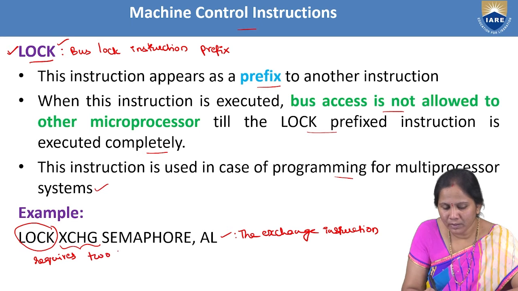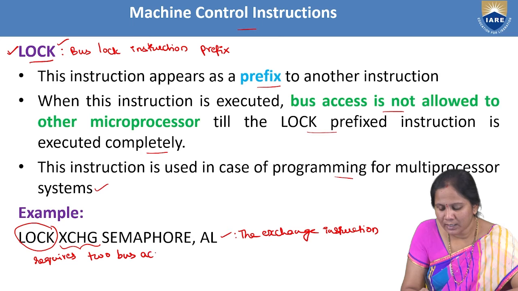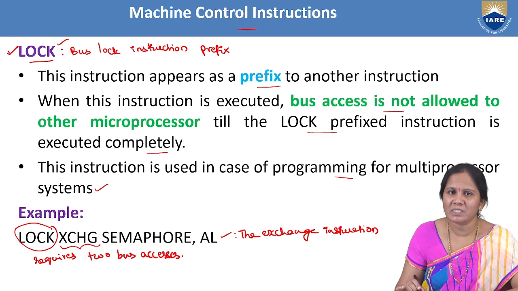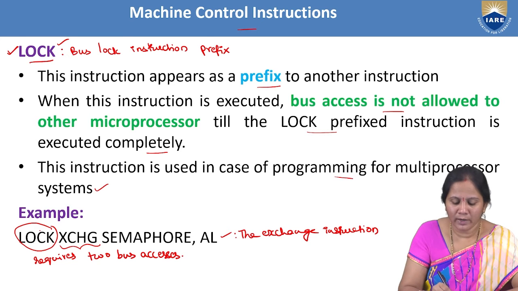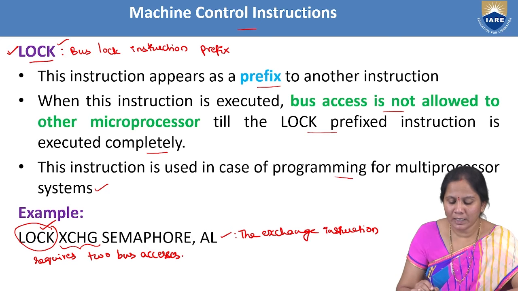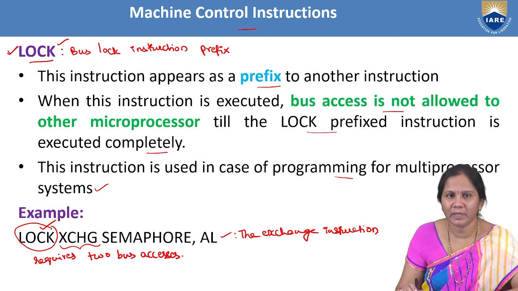two bus accesses. So in order to perform the exchange operation, it requires two bus accesses. If you write this lock instruction as a prefix to the exchange instruction, unless these two bus accesses are completed, the system bus will be locked to that particular instruction only. So the exchange instruction requires two bus accesses.